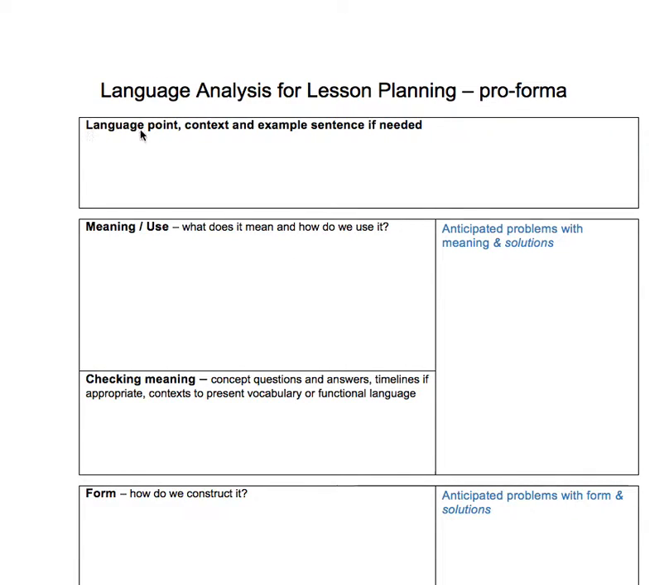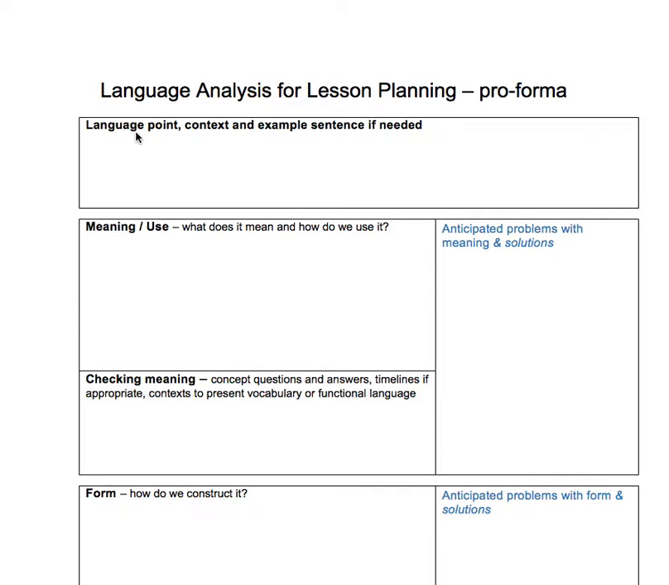First of all, you need to put what the language point is. Now, this could be a grammar point, this could be a vocabulary area, or it could be an area of functional language. For example, asking for permission or giving directions. Those would be functional language points.